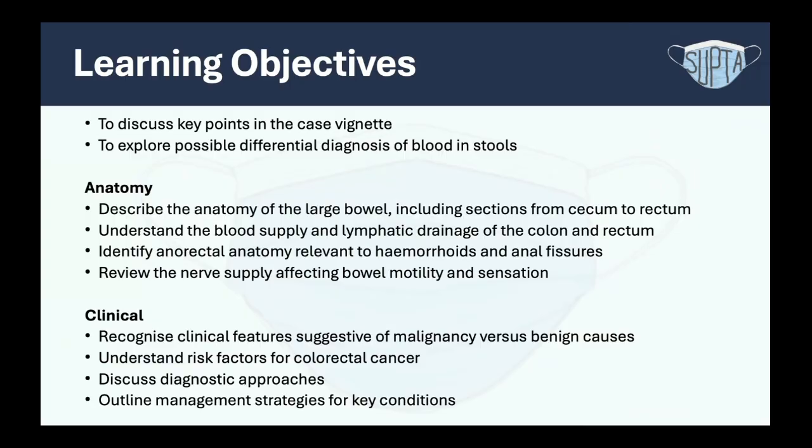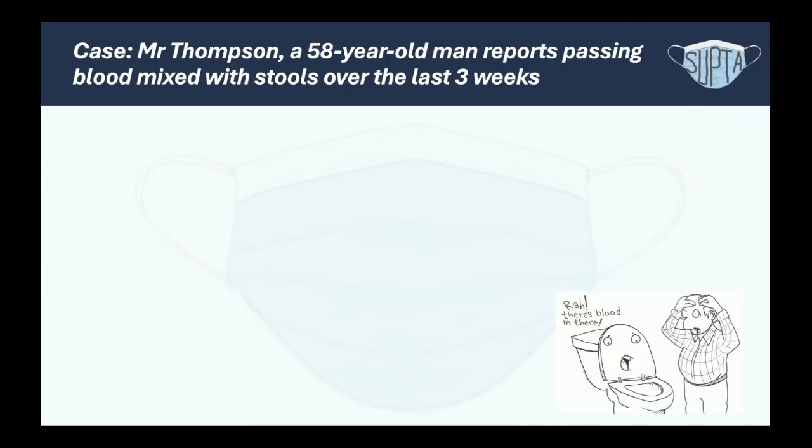We'll then look at some risk factors for colorectal cancer and we'll cover some tools that we use to diagnose bowel conditions. And finally, we'll look at some current management strategies for the key conditions that we'll discuss today. So here's our case. We have Mr. Thompson here, who is a 58-year-old man who reports passing blood mixed with stools over the last 3 weeks. So based on that, what are some of the diagnoses that come to mind immediately?